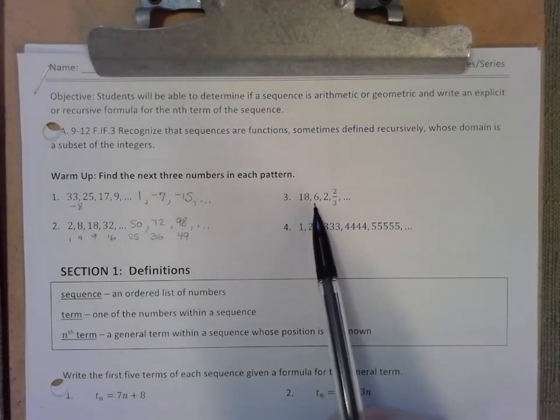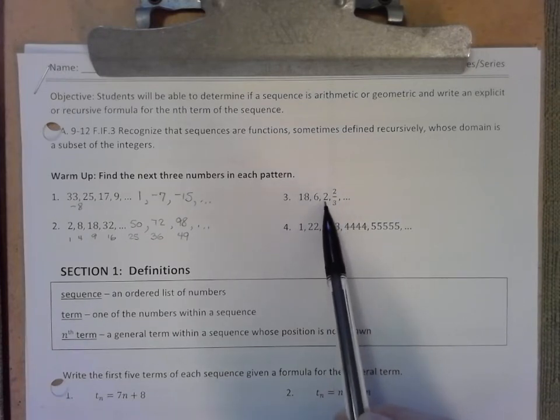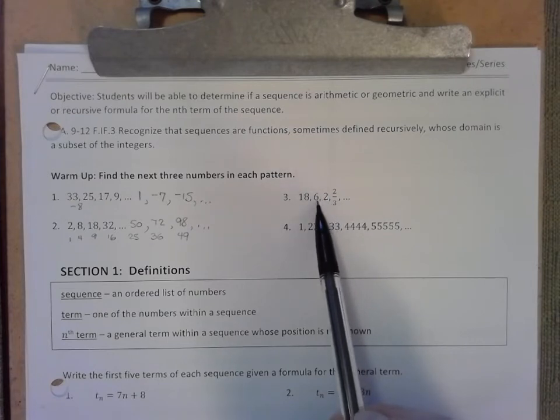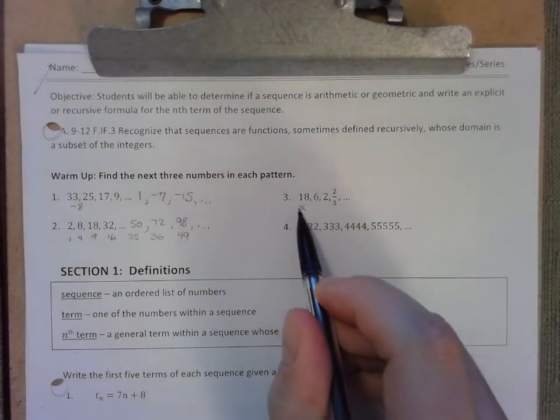Each number is 1/3 of its previous number. For example, 2/3 is 1/3 of 2. The number 2 is 1/3 of 6, and the number 6 is 1/3 of 18. So this pattern is multiplied by 1/3.